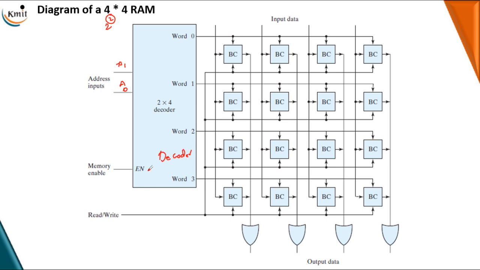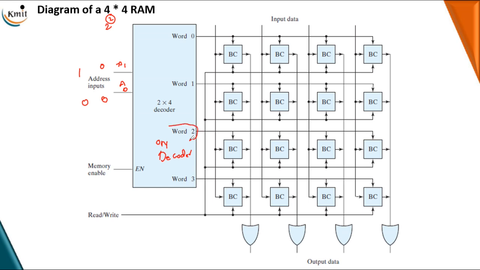So when memory enable is 1, that is transferred as the enable input, and the decoder is switched on. Based on your address inputs, it will select one of the words. For example, say I have selected the address 10. So 10 means the second memory word.